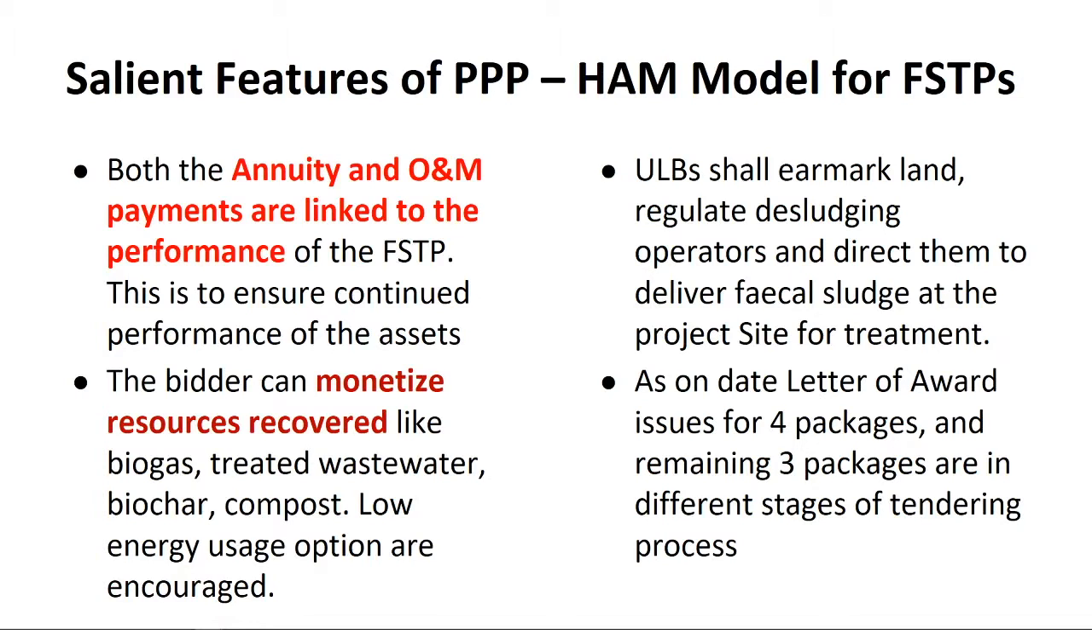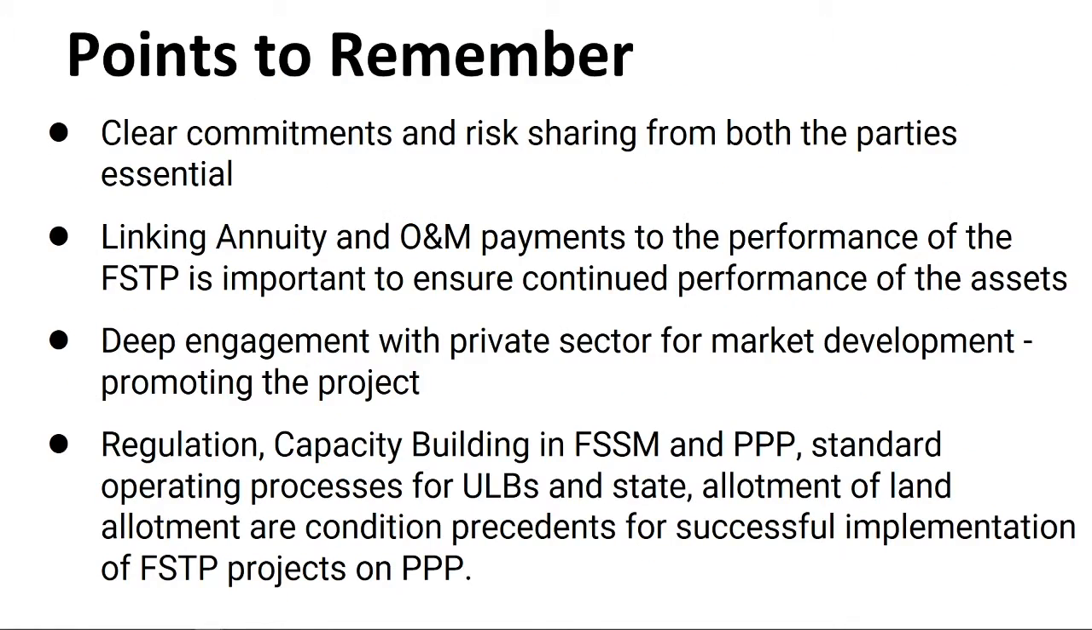So as on date, as we speak, out of the 7 packages, letters of award have been given to 4. And we expect that the 4 into 11, approximately about 41 plants, should be up and running in the next 6 months. And the letter of award for another 2 is underway. So we are hopeful that by the end of another year's time, we will have all the 74 plants up and running. And by next FSM, we should be able to share some results with you. Thank you very much.